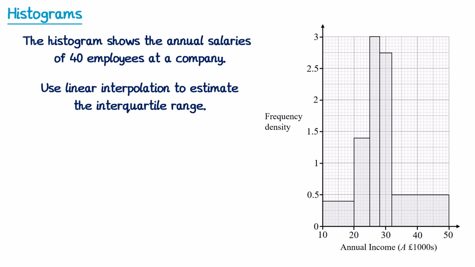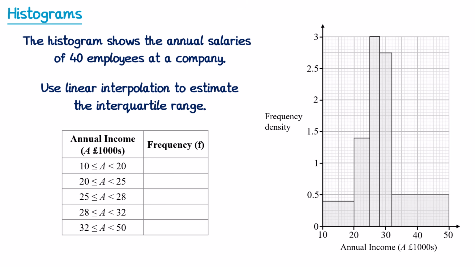The first thing we want to do here is work out the frequencies and just double check that the area of each bar is equal to the frequency. So if we were to draw out a frequency table for this one, if we multiply the class width of 10 for the first bar by its frequency density of 0.4, we'd end up with 4. If we do the same for all of the other bars, we end up with 7, 9, 11, and 9. If you add together all of these frequencies, you get 40, which is what we were told in the question.